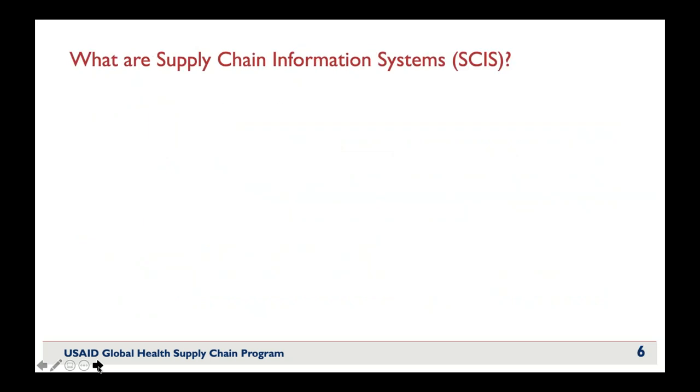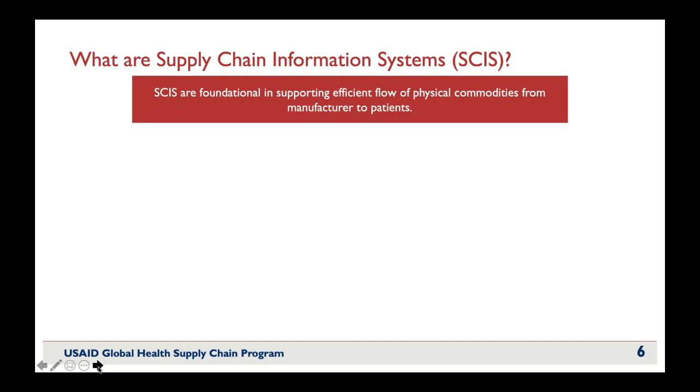So let's look at what, based on all these observations and understanding the complexities and how we need to redefine our approach to supply chain complexities, we started looking at information systems from there. So what really should supply chain information systems mean?